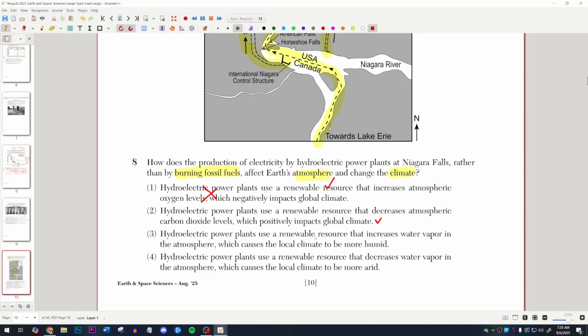Hydroelectric power plants use a renewable resource that increases water vapor, no. It decreases water vapor, no. And this is like humid and arid. Arid means dry, by the way. That's a good word to know. So the answer here is 2, and this question's so easy, but it's a little bit of reading, so I'll give it a 3 out of 10. But that question was real easy.